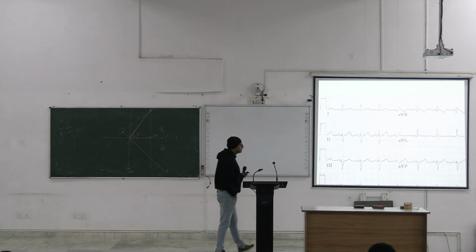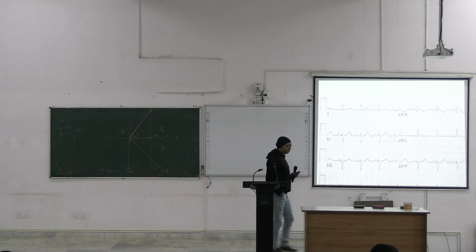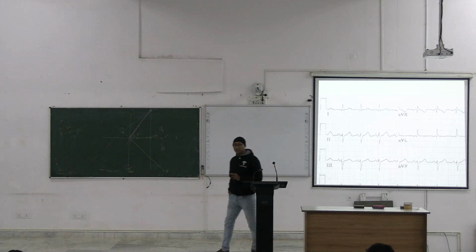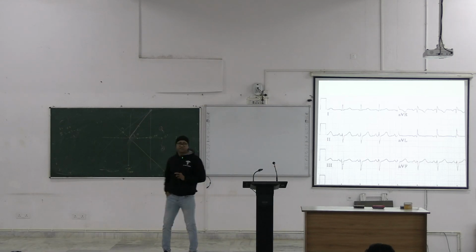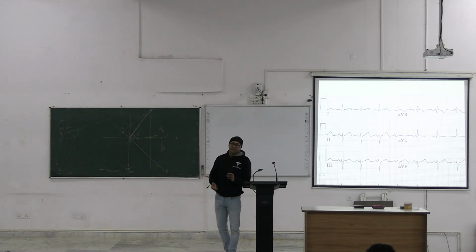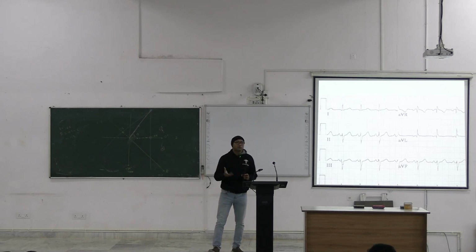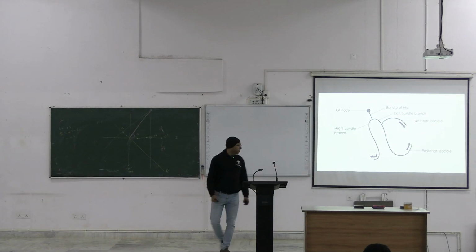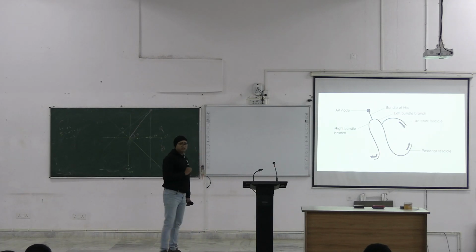Conduction block may be at the level of the AV node, the bundle of His, the right bundle branch or left bundle branch, or a particular fascicle of the left bundle branch, like a block in the anterior fascicle or in the posterior fascicle. A few blocks are common and a few blocks are rare. So this picture should be clear to everyone.